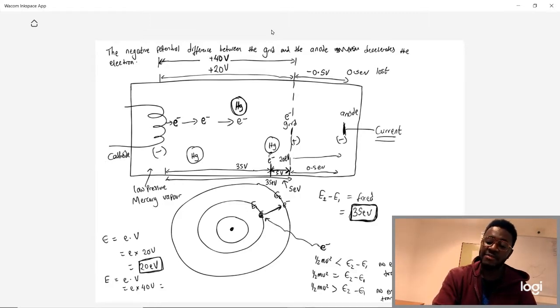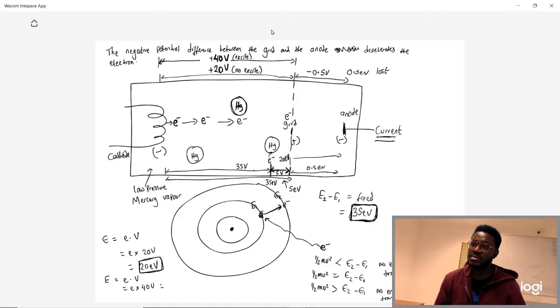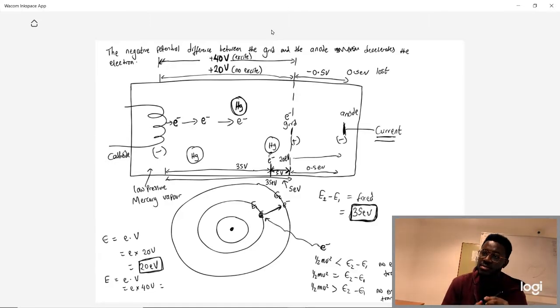Okay, so that means at 40 volts there'll be current at the anode. At 20 volts, there will also be current. But the difference is that at 40 electron volts, there'll be excitation, and at 20 electron volts, there'll be no excitation. But what's the use of the electron getting to the anode when there's an excitation? Nothing. The important stuff is what happens at 35 volts. That is the secret.